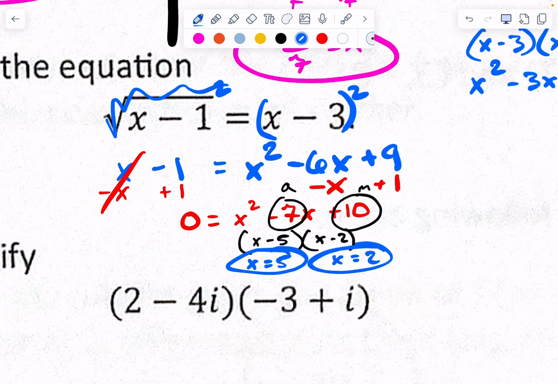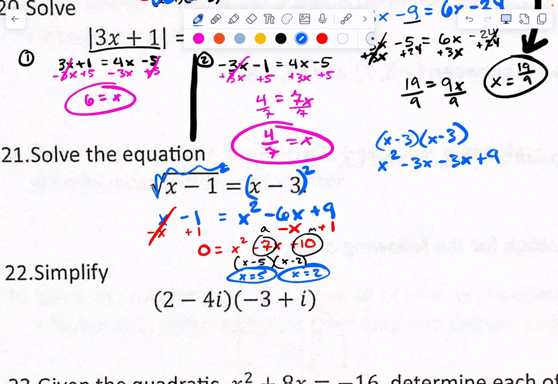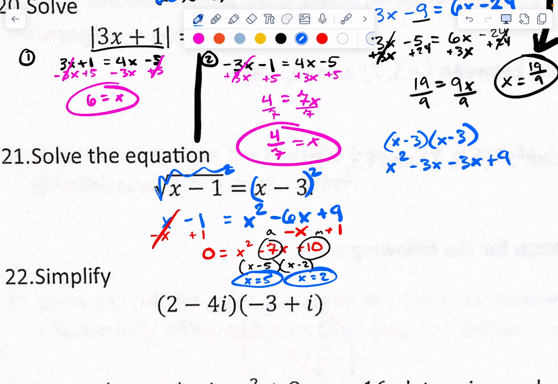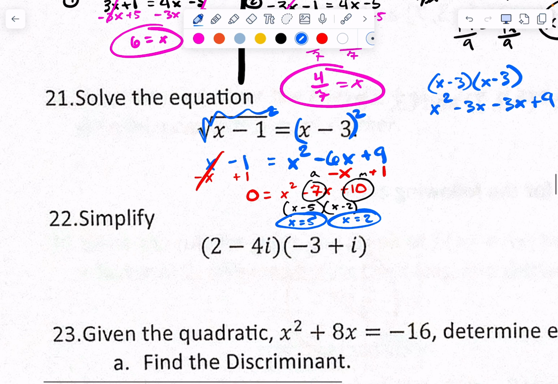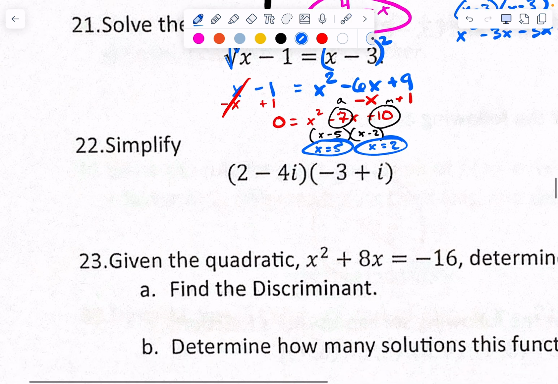We like it. Okay, was that too fast? A little bit? That was a little bit fast. Okay. All right. We ready for 22?